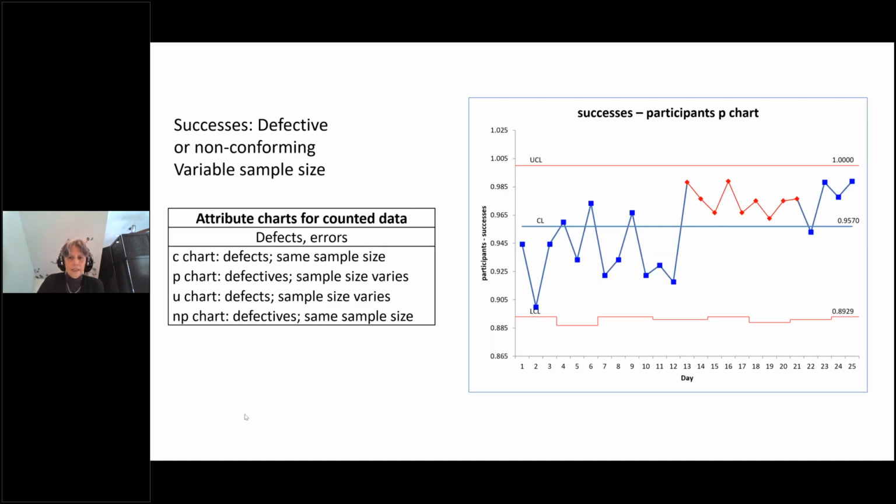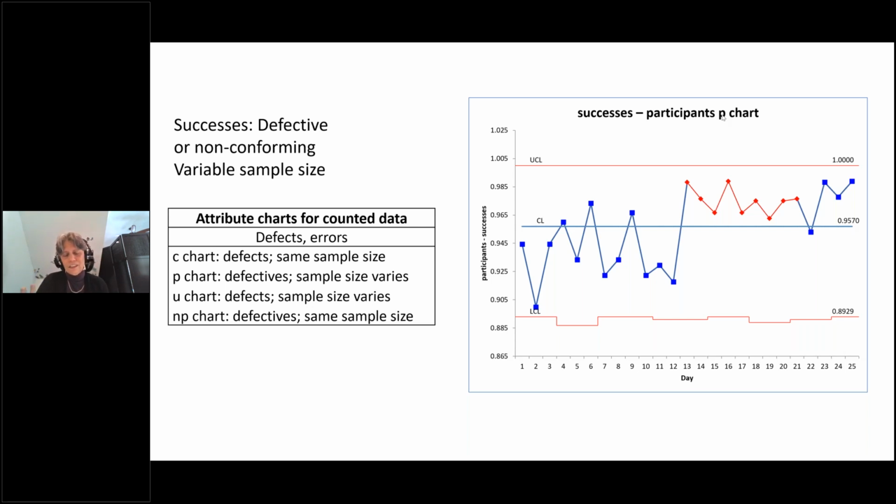So the other thing we can look at in this same data set was, rather than look at how many breaches there were, we can look at how many participants successfully completed the task. In this case, we're looking at defective, even though that's kind of backwards, because actually we're looking at success or non-conforming. And again, we had a variable sample size. So in that case, we wanted a P chart, which is what I told the computer to give me, but the program also has what it calls a wizard. And sometimes I use the wizard to double check myself.